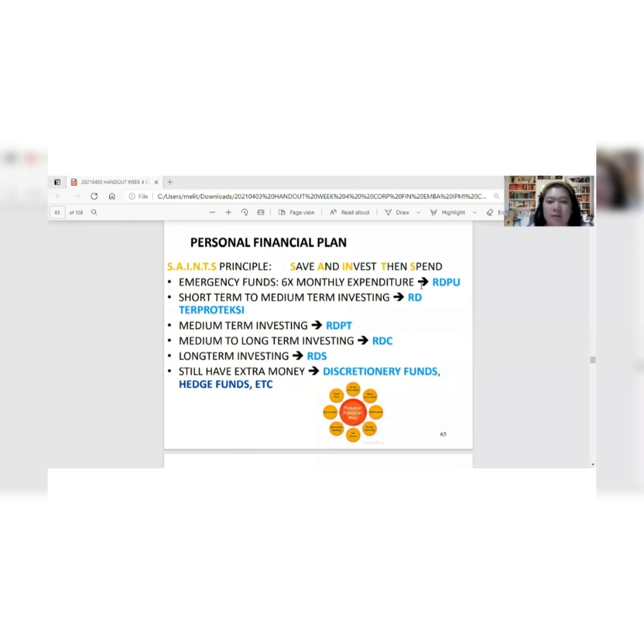Last but not least, the key takeaway is the personal financial plan. Remember the S.A.I.N.T.S principle: save and invest first, then spend. Emergency funds, approximately 6 times monthly expenditure, can be allocated to reksadana pasar uang. Short term to medium term, reksadana terproteksi. Medium term investing, reksadana pendapatan tetap. Medium to long term, reksadana campuran. Long term investing, reksadana saham.